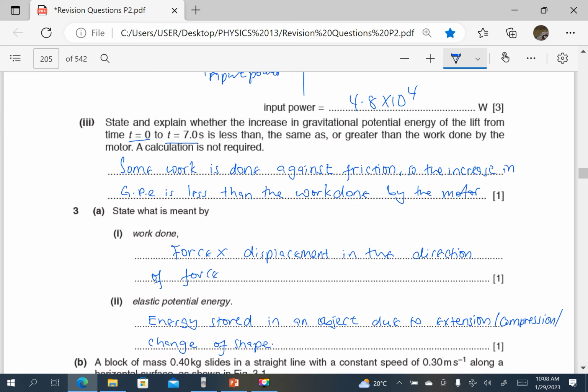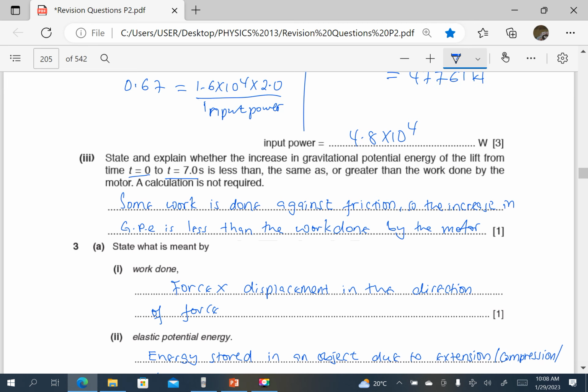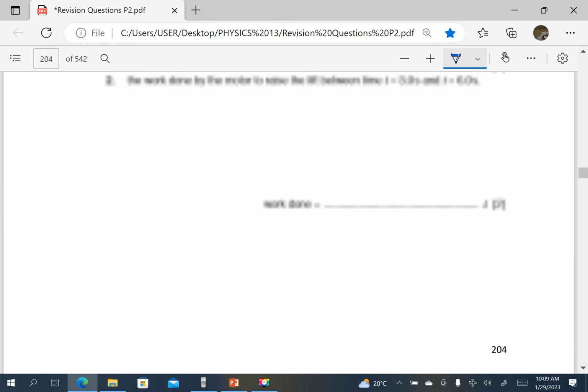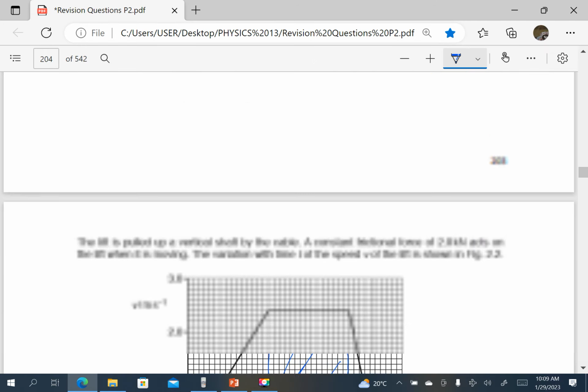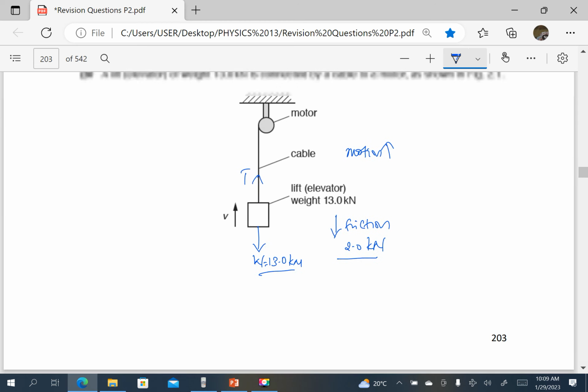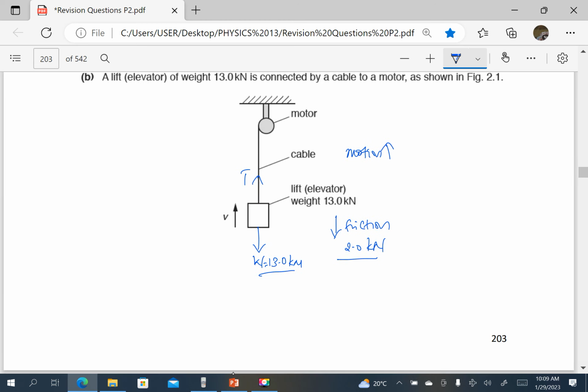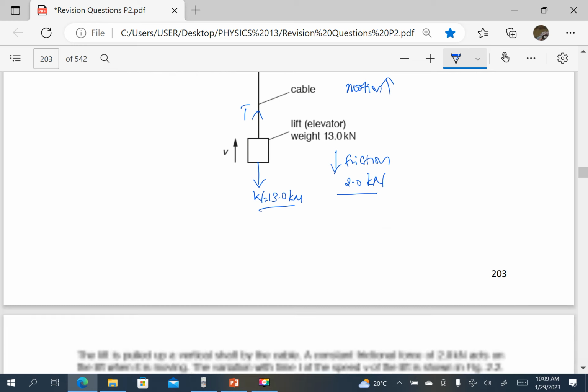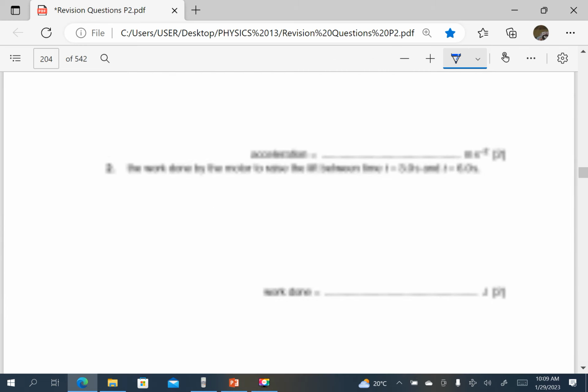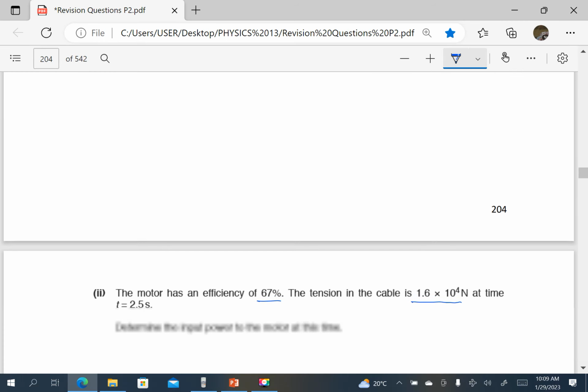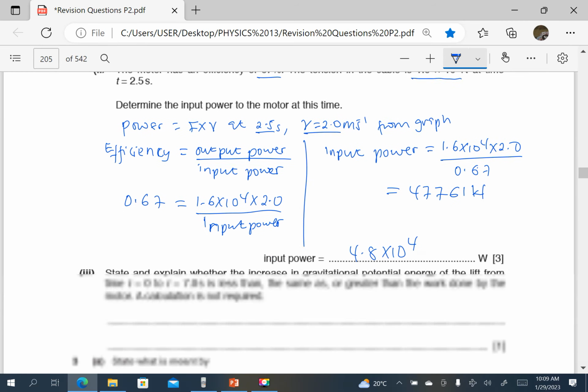Oh, by the way, I have remembered. In the previous part, the motor also lifts the cable. The cable does not lift itself. The cable connecting the lift to the motor is also lifted. So that means some of the work of the motor is used to lift the cable itself.